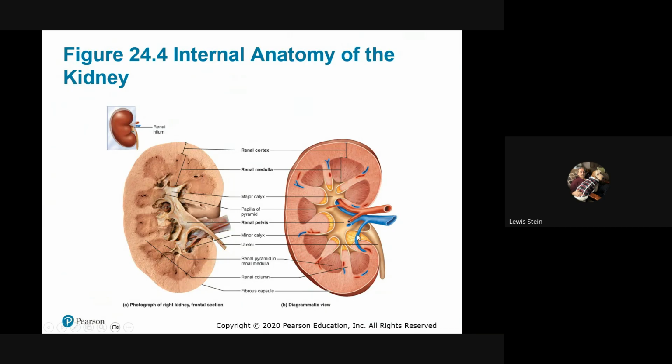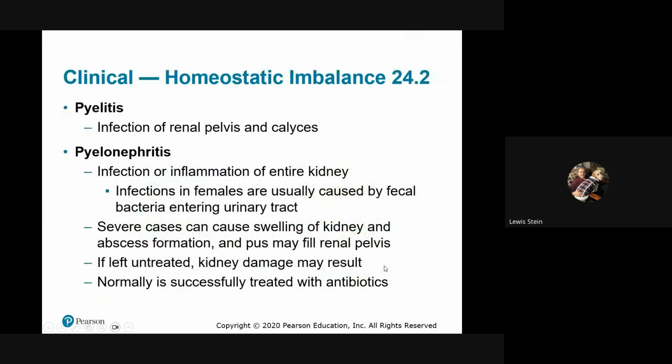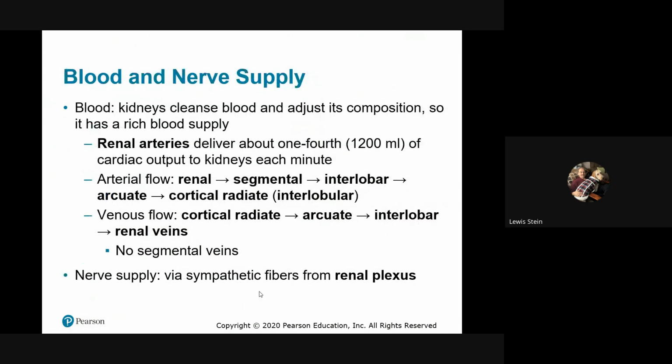So it's collected there, and the stem of that final funnel is the urine. So you got it from the papilla, minor calyx, major calyx, renal pelvis. Whoosh, there it goes. If we're doing clinical pyelitis and pyelonephritis, the question is, what part's infected? This is bad when you have an infection of this type. This is real. You're going to die from that if it's not treated properly.